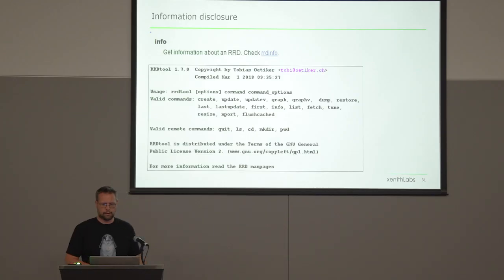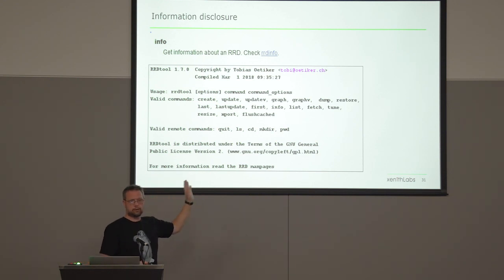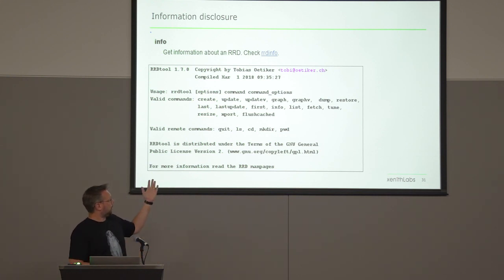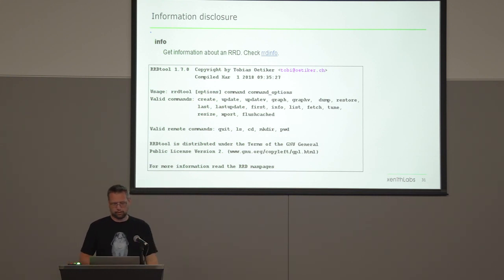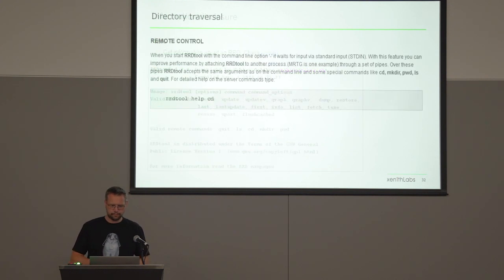So info basically just dumps the version and shows which tool functions are available, as well as the valid remote commands. And we'll see here there's a valid remote command ls. While that's not technically a function within RRDTool itself, it is a function through the remote control interface that lets you do other things. So we have ls, cd, mkdir, pwd, quit. Quit is not particularly useful. In this case, you can't run quit because it would spawn the process again the next time you try to do anything with it.